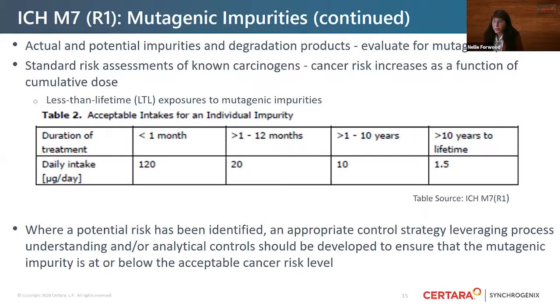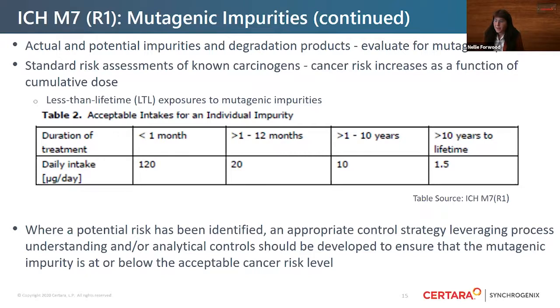First is looking at actual impurities that have been identified and should be considered for their mutagenic potential. And the second is an assessment of potential impurities likely to be present based on the structure of your drug substance, likely to be present in the drug substance, and it's carried out to determine if further evaluation of their mutagenic potential is required. A standard risk assessment of known carcinogens assumes that cancer risk increases as a function of cumulative dose. The TTC-based acceptable intake of 1.5 micrograms per day is considered to be protective for a lifetime of daily exposure.